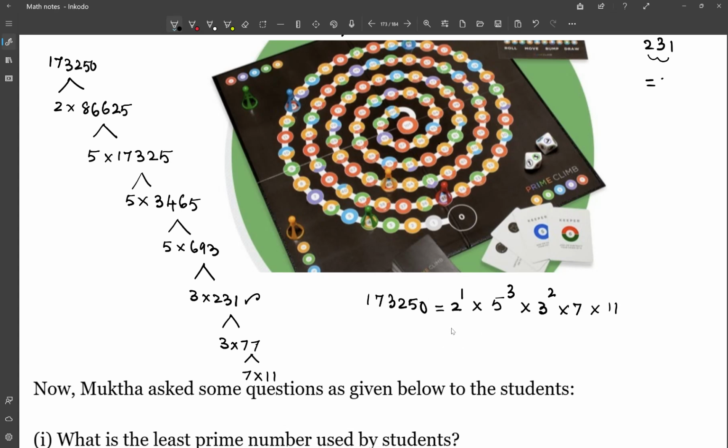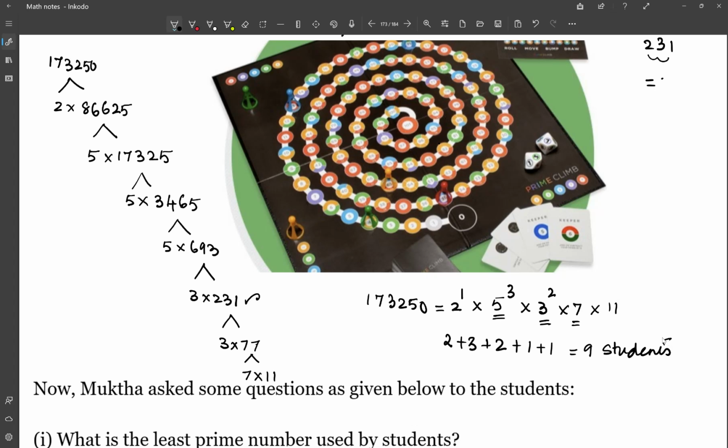So we'll count how many prime factors are there. There is 1, 2, and there are 3 numbers of 5. There are 2 numbers of 3. Which means I'm counting 3 twice, I'm counting 5 thrice, I'm counting 7 once, and I'm counting 11 once, which means how many students have operated on this number? That will be 2 plus 3 plus 2 plus 1 plus 1. So that will be 9 students have operated.